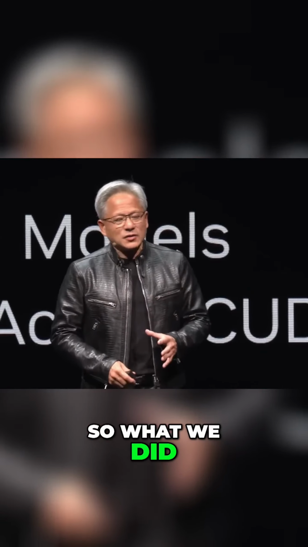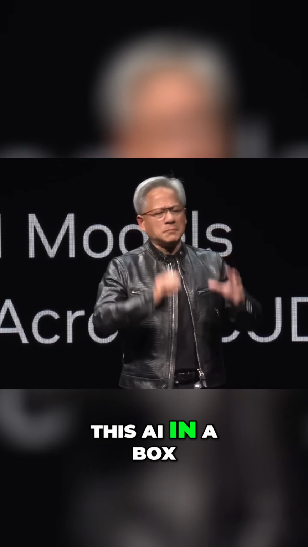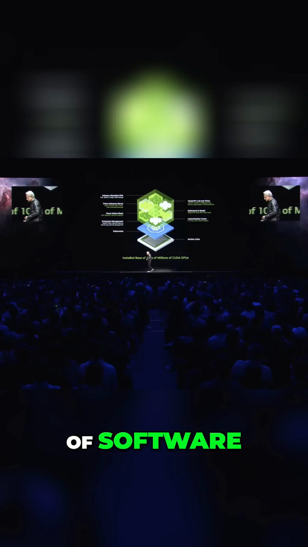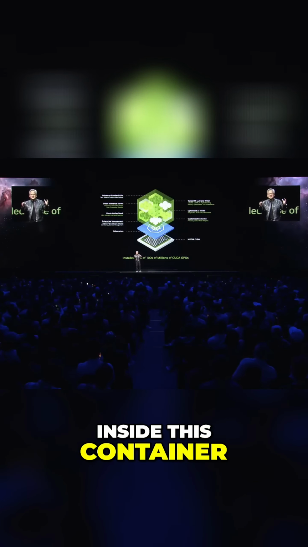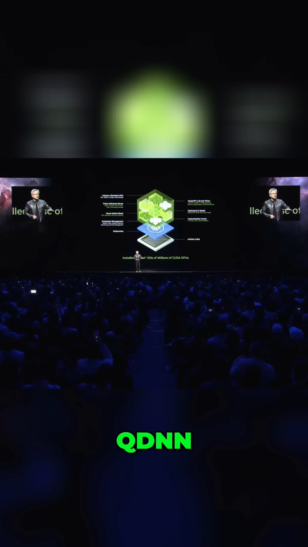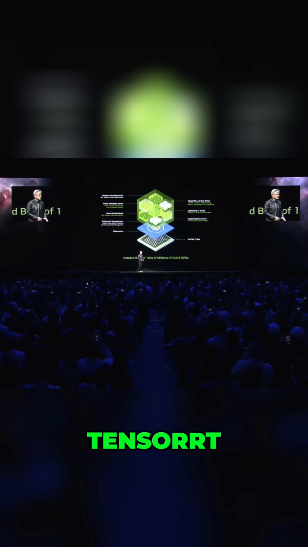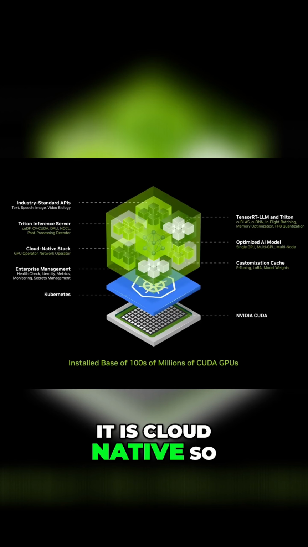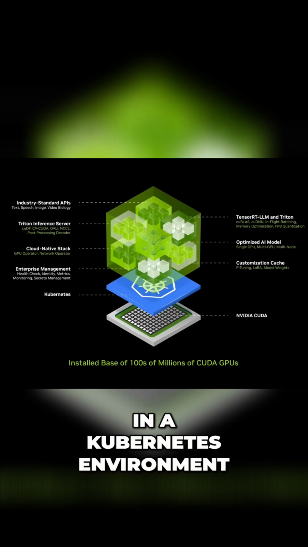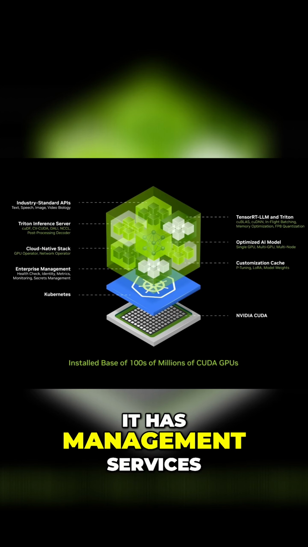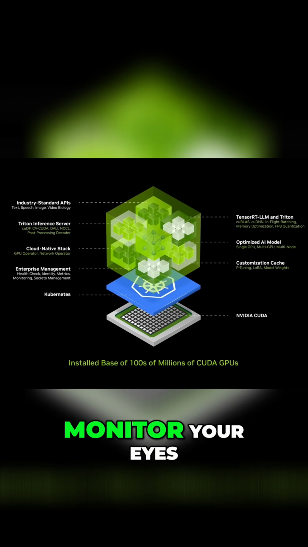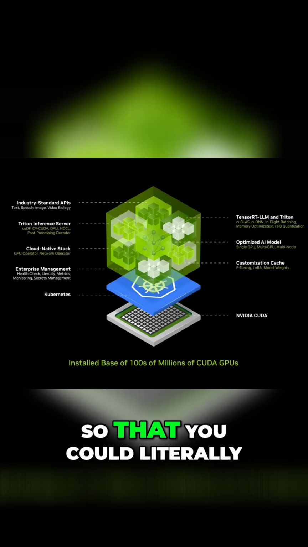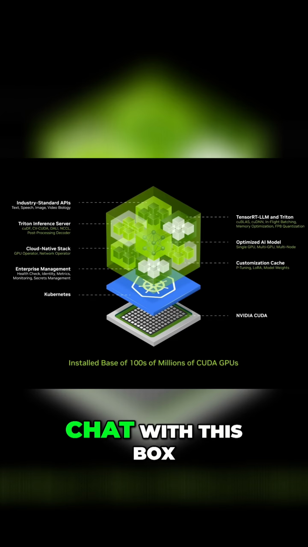So what we did was we created this AI in a box, and it contains an incredible amount of software. Inside this container is CUDA, cuDNN, TensorRT, Triton for inference services. It is cloud native so that you could auto-scale in a Kubernetes environment. It has management services and hooks so that you can monitor your AIs. It has common, standard APIs, so that you could literally chat with this box.